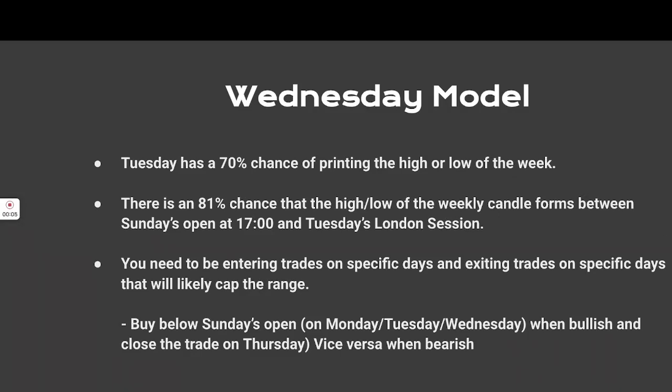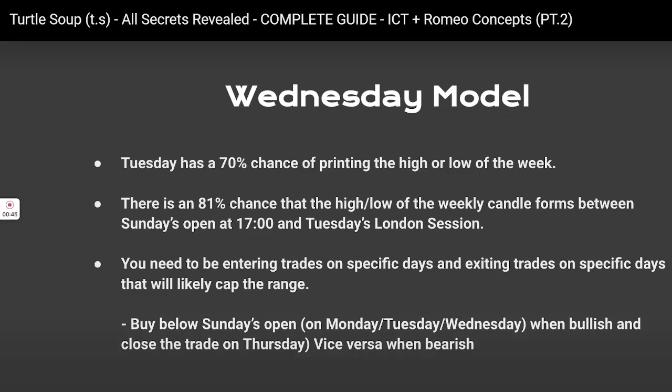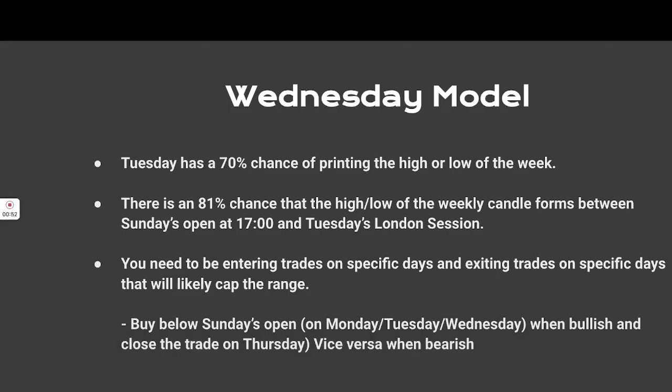Let's talk about another trading model based on turtle soup, the Wednesday model. This, of course, was explained by Romeo. However, I will explain it as well. Tuesday has a 70% chance of printing the high or low of the week. Write that down. There is an 81% chance that the high or low of the weekly candle forms between Sunday's open and Tuesday's London session. Very important. You need to be entering trades on specific days and exiting trades on specific days.